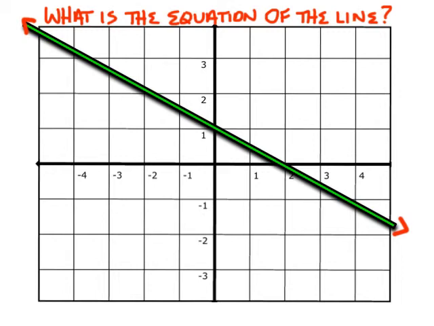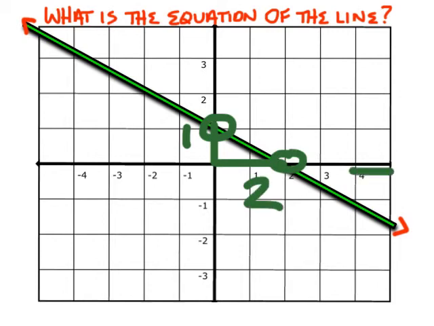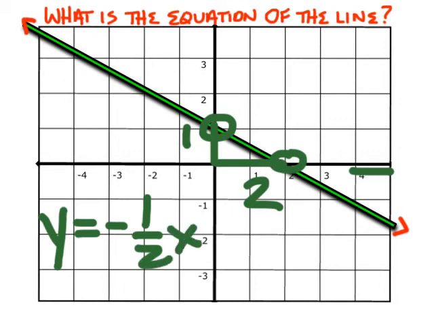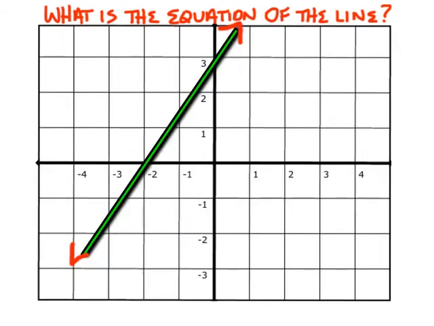Practice number 3. What is the equation of the line? This is an obvious point here, and so is this one. So you could make a triangle there with a rise of 1 and a run of 2, but it has to be negative. So y equals a negative half x plus 1.